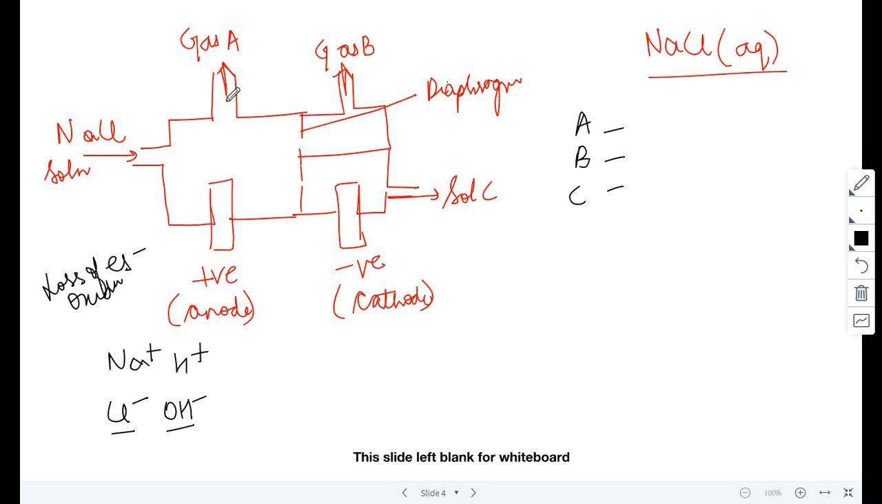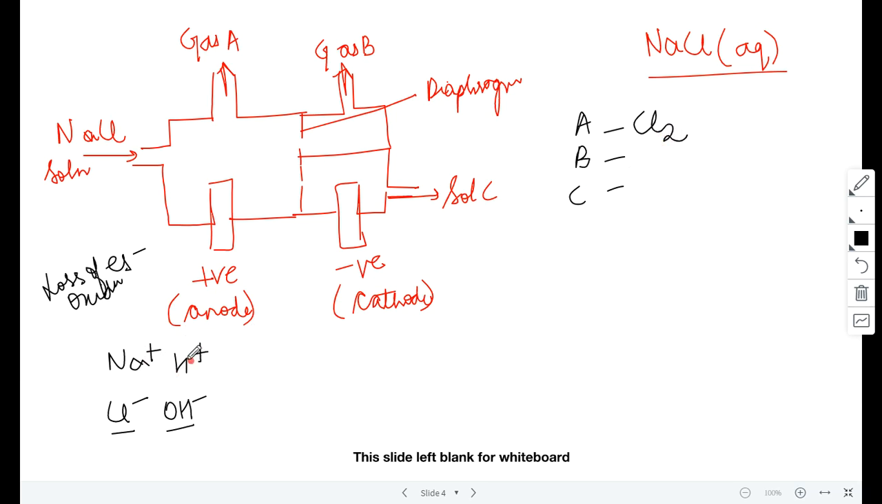Cl minus, the halide ion. It will be discharged. I told you that. So for gas A, can I say it is chlorine? Yes. Chlorine always, Cl2. You know that Cl2 is a diatomic molecule, right? In the periodic table also, you have covered it in halogens. Is it clear to you now?